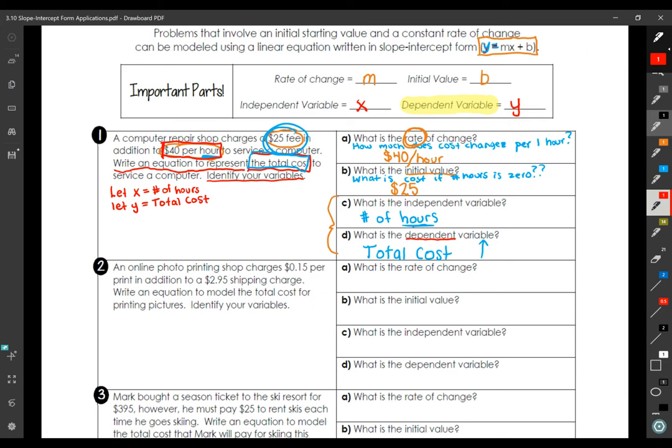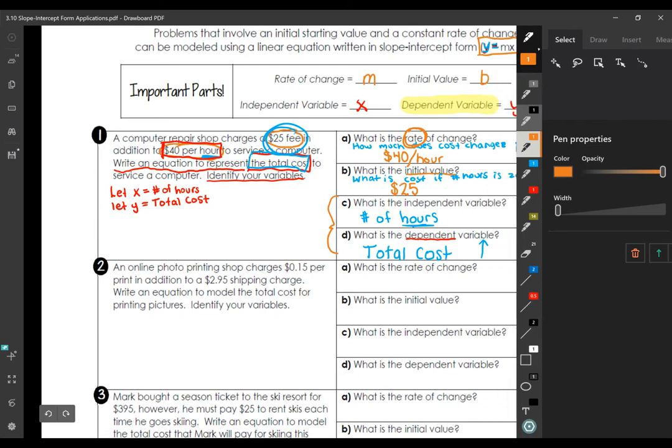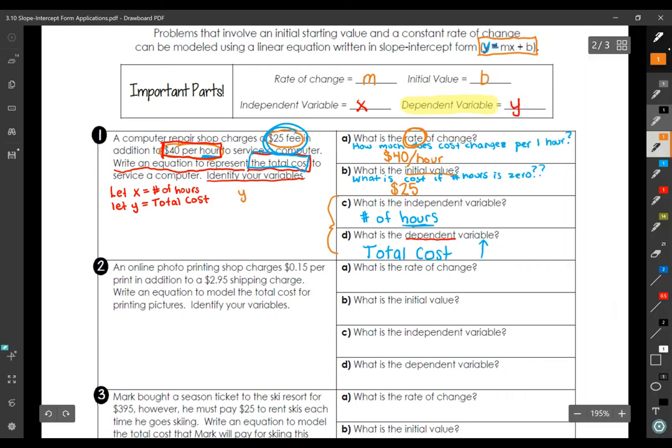Now, I didn't have to use x and y. I could have used C for cost and t for time, it doesn't matter, but I'm going to stick to x and y for now. So let's just write out slope-intercept form so we have it. y equals m times x plus b.